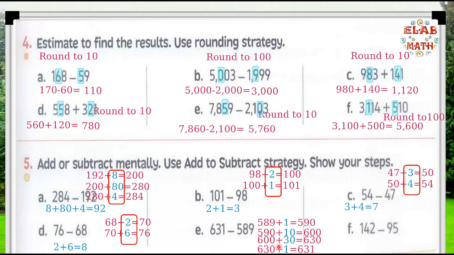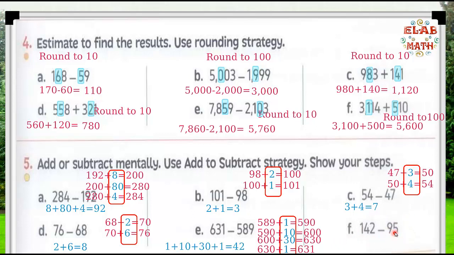So now we can make addition. 1 plus 10 plus 30 plus 1 is equal to 42. 1 plus 10, 11. 11 plus 30 equals 41, and 41 plus 1 equals 42. The difference is 42. Last one, number 5, we have 142 minus 95.